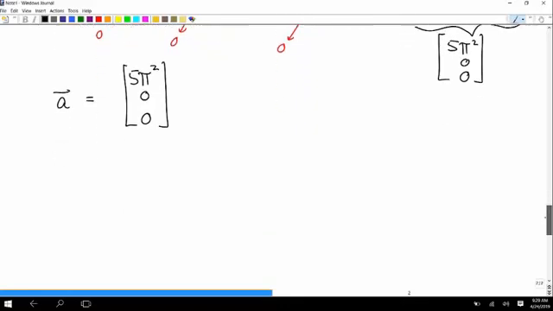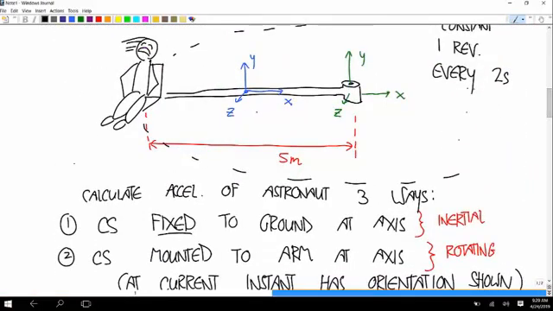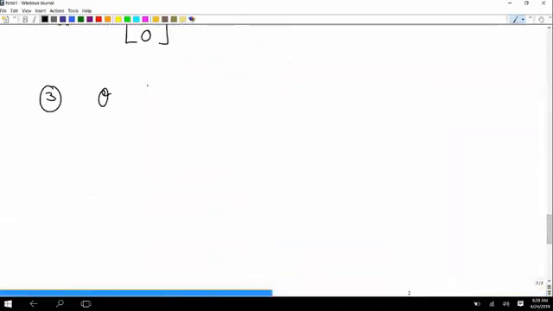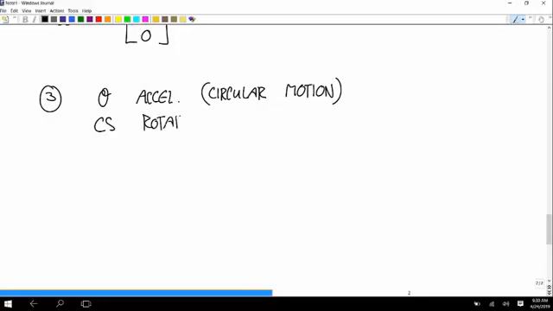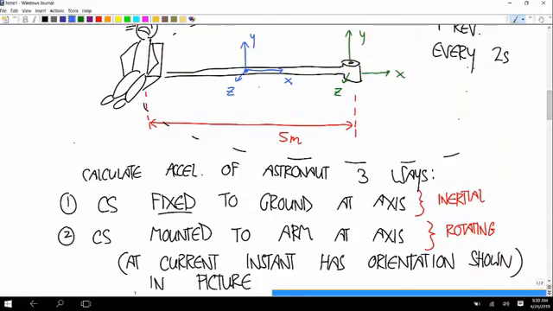Okay, so now we're going to do the deluxe model. So in this one, the coordinate system is fixed halfway up the arm. So the origin is moving in a circular motion, and the coordinate system is rotating. Okay, so let's name this point. I guess I'll call this B.